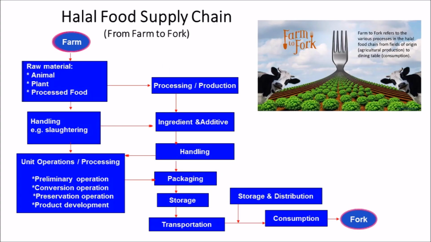This also I mentioned earlier, the halal food supply chain from farm to fork, from sourcing of raw material at the farm, and then through all the process and ending at the fork or the table, the consumption by the customer, because it refers to various processes in the halal food chain, from fields of origin, the agricultural production and so on, to the dining table.